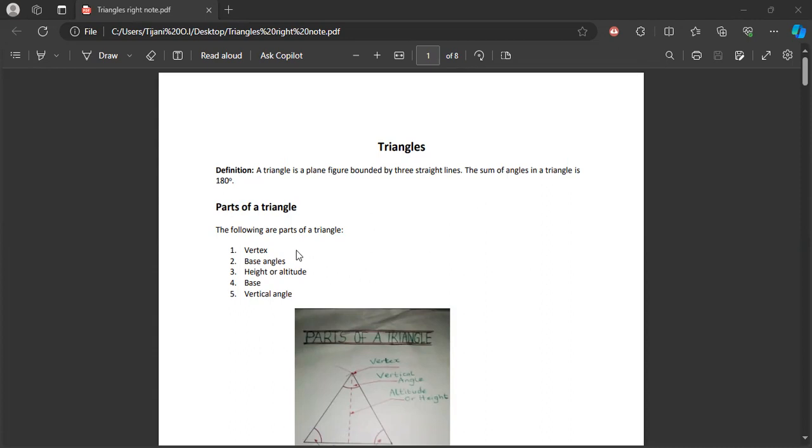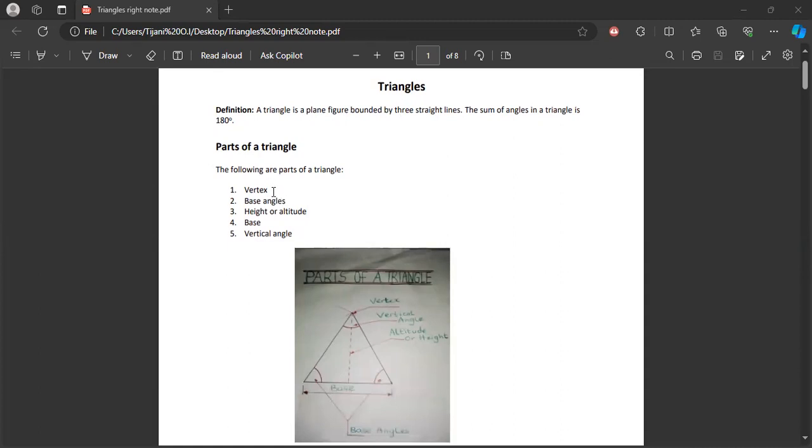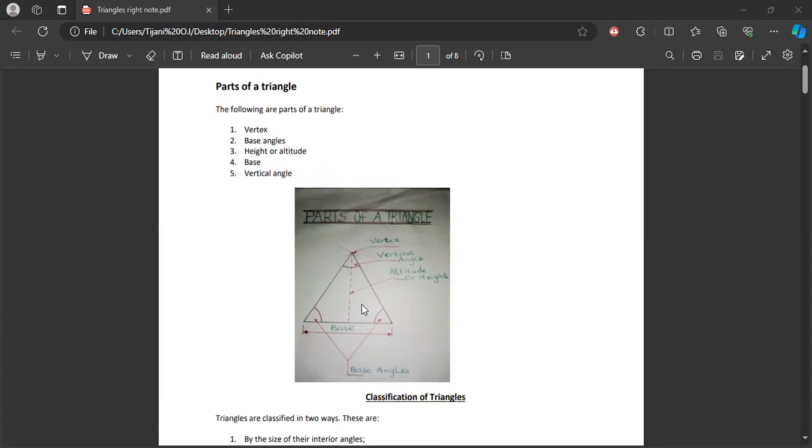The parts of a triangle, as listed here, are the vertex, the base angles, the height or altitude, the base, and the vertical angle. So all these are the parts of a triangle. Looking at this diagram, every part is indicated here, starting from this point. This point is a vertex, and a triangle has 3 vertices. This is one vertex, this is one here, and this is another one here. So these are the 3 vertices of a triangle.